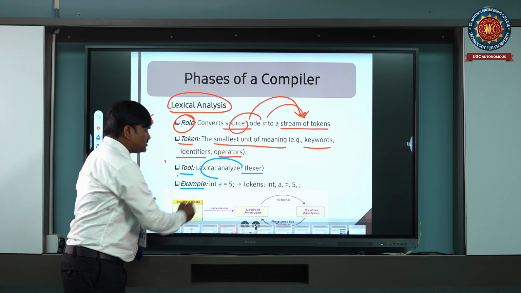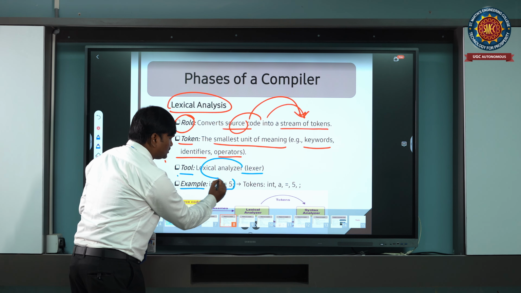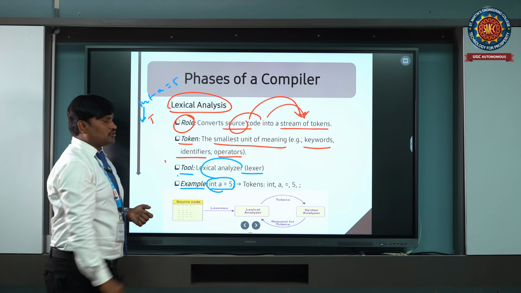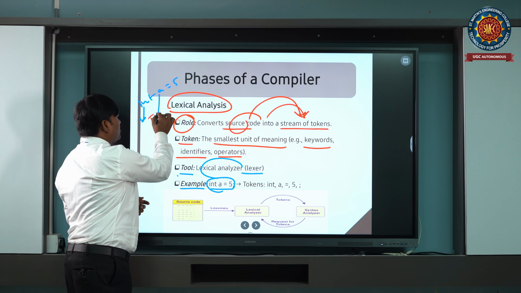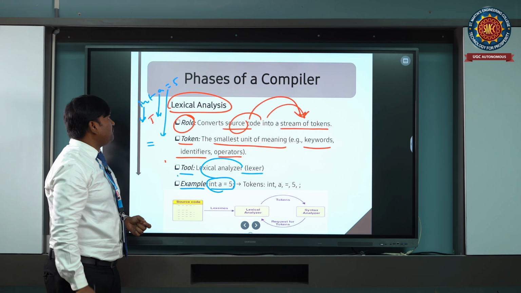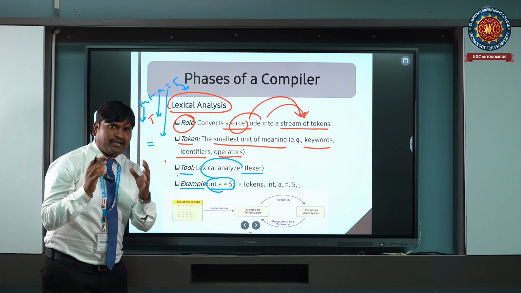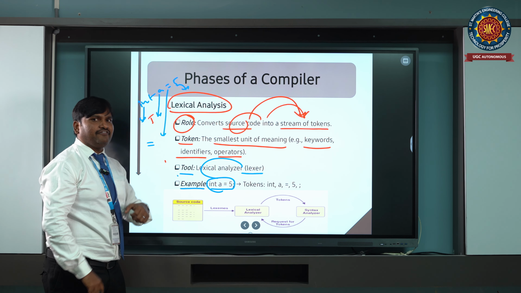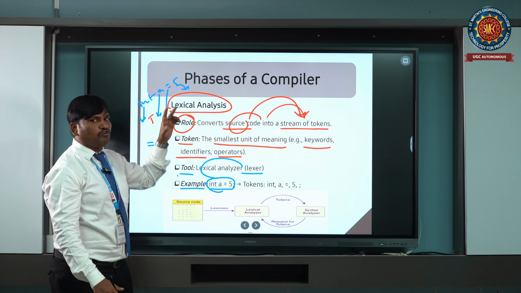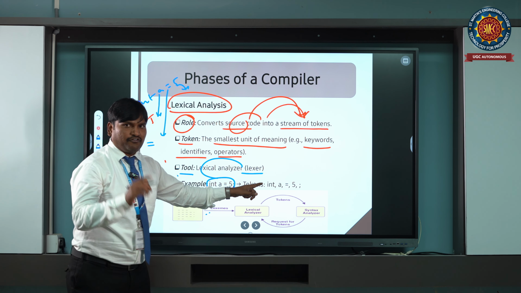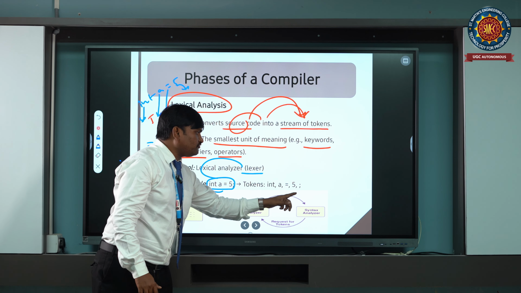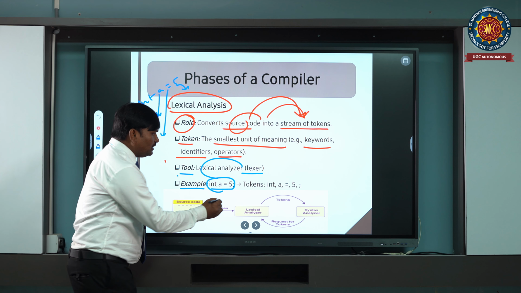Now you can see an example: int a = 5. In this statement, int is a data type, which should be understood by the C language. a is a variable, which stores some value. The equal to sign is the assignment operator in C language, and 5 is a number we can use for various calculations. Now what tokens are generated by the lexical analysis for this statement? int is one token, a is another token, equal to is another token, and 5 is another token, and after that we have a special symbol, the semicolon. All these are called tokens.